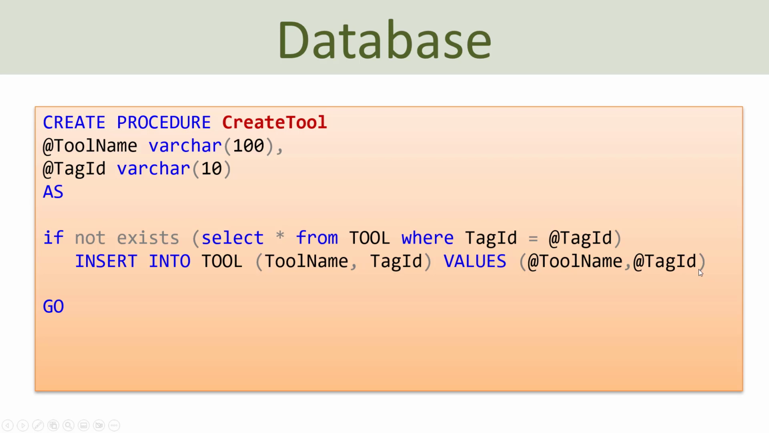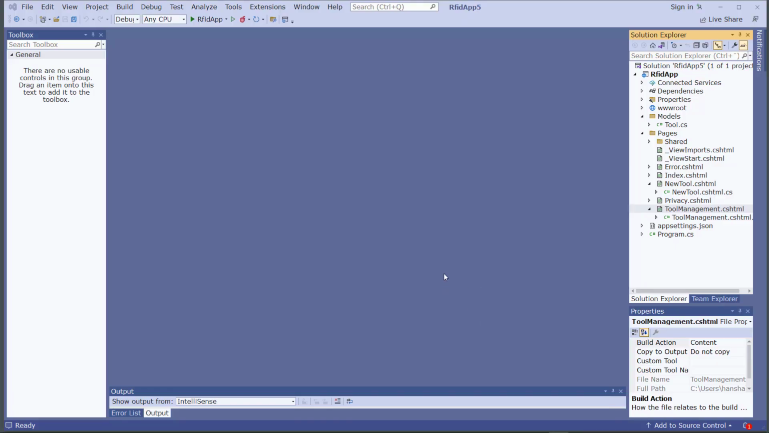You can also check if the tag is already inserted and used on a previous tool, like by using this if not exists, etc. So basically this is the create tool stored procedure which we need to create as part of the database. So let's go to Visual Studio and see the different updates we need to do in order to make this happen. So now we are back in Visual Studio.